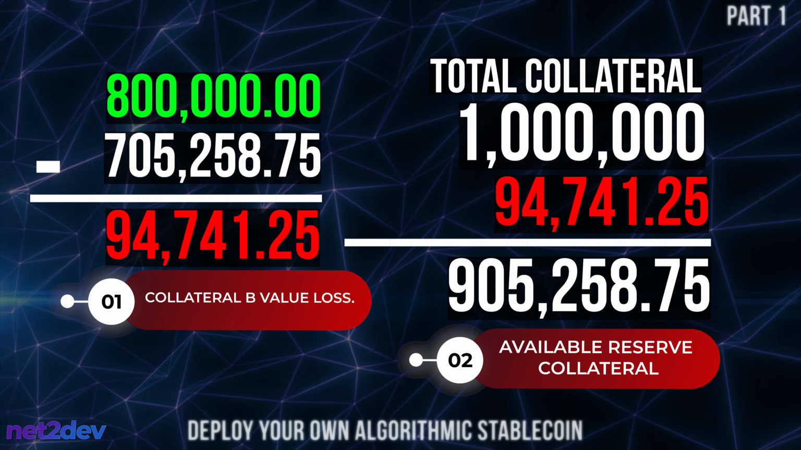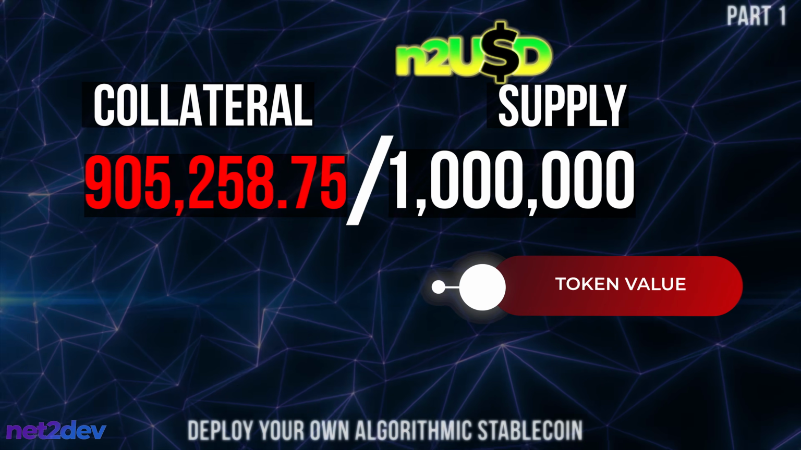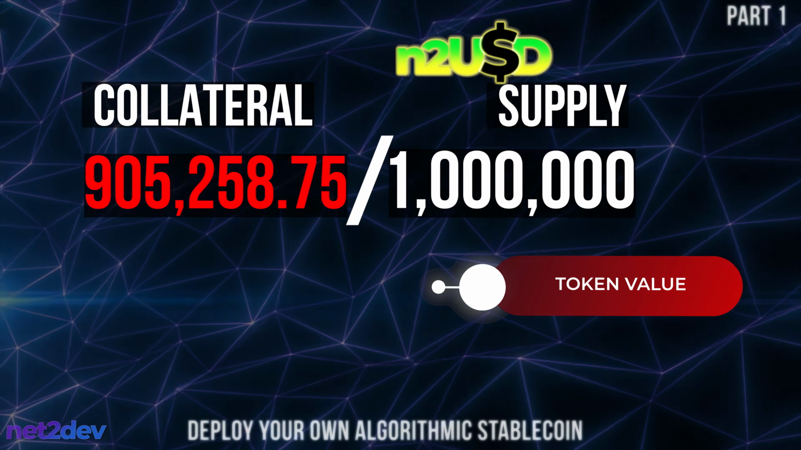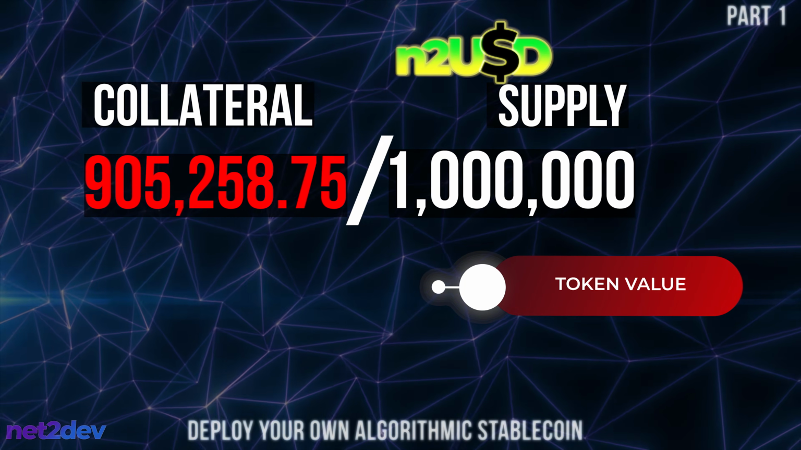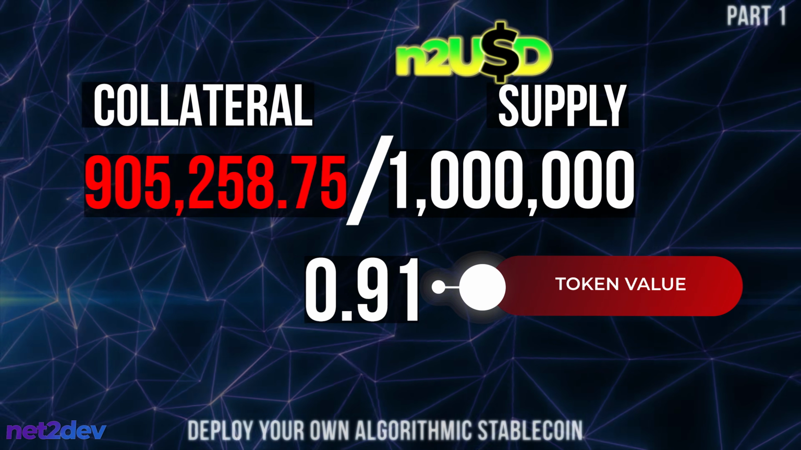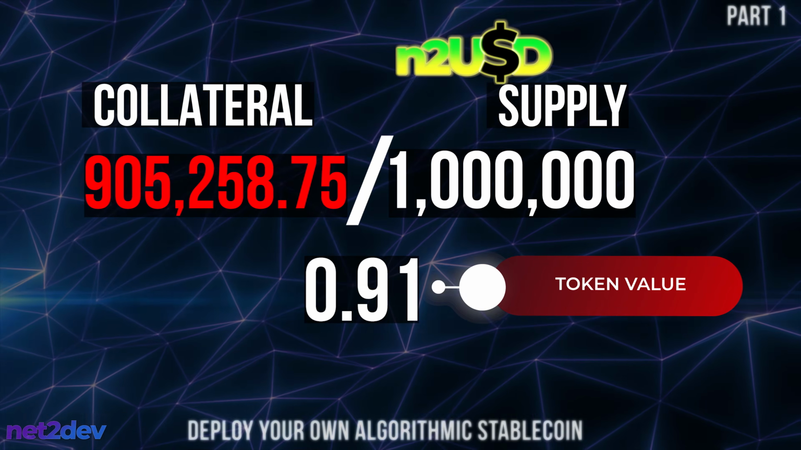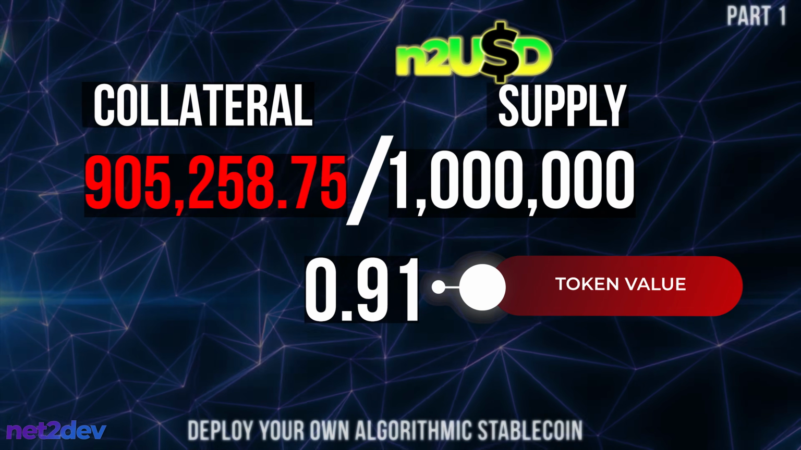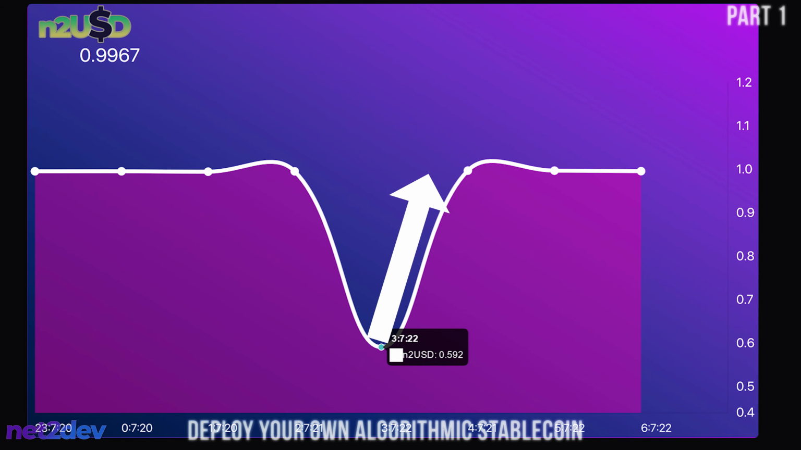So how much is the stable token worth now? Very simple to find out. Let's divide the current collateral value in the reserve by the token supply, which is 1 million tokens. That gives us 0.91, which means that we have effectively lost the peg status. We have lost the stable status of the token. The token has gone down in price.